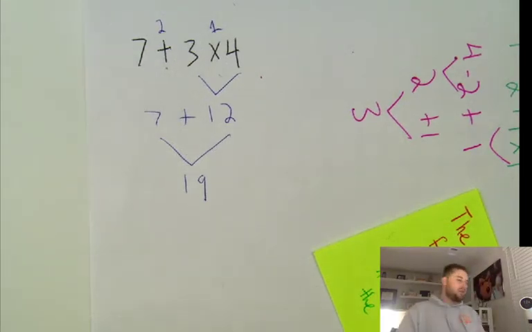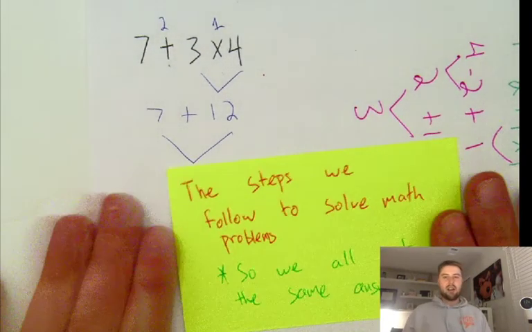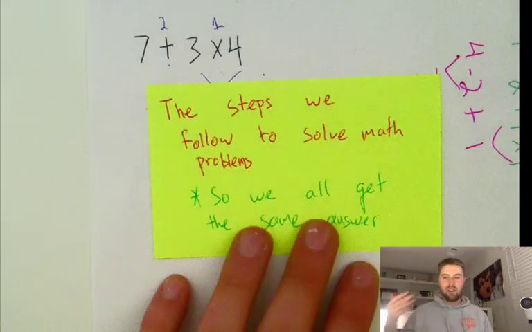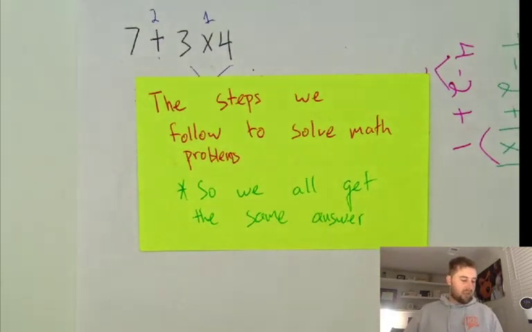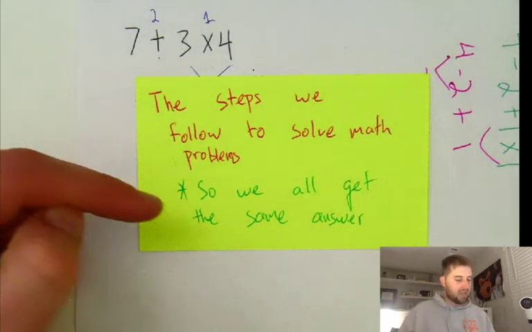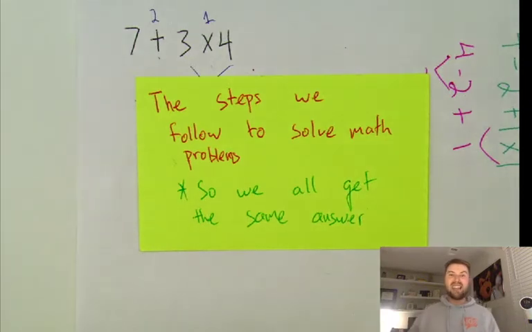Okay, so if you don't have this in your notes already, chances are if you have your notes on order of operations, you already got this. If you don't, please write this down. Order of operations is the steps we follow to solve math problems. And why do we do this? We do this so we all get the same answer. Why do we want to get the same answer? So we're all in agreement.